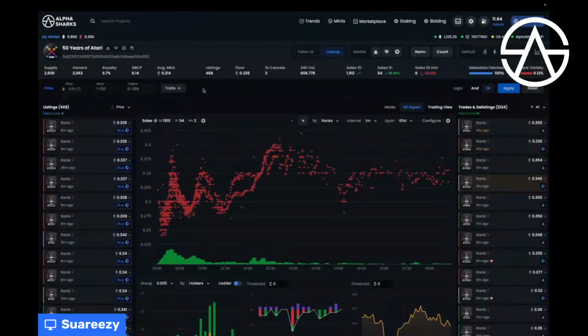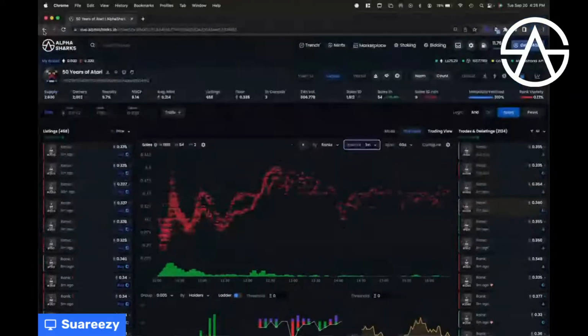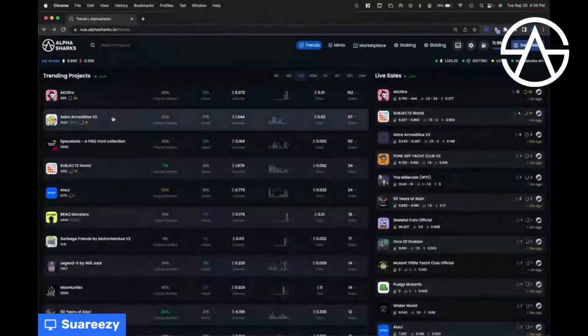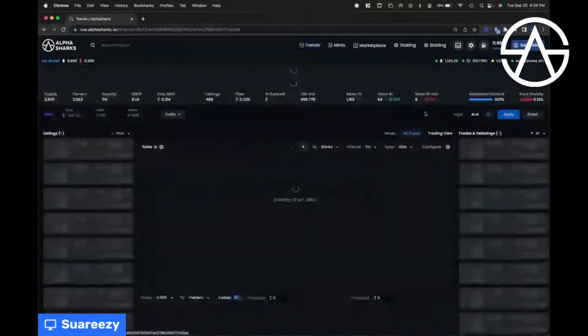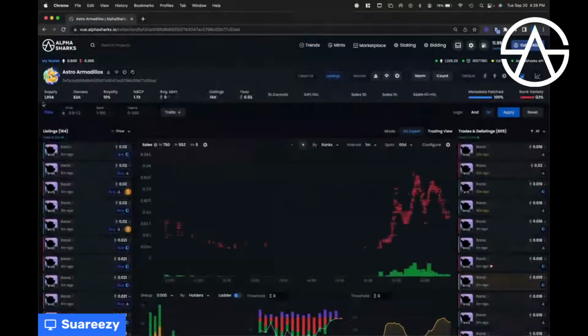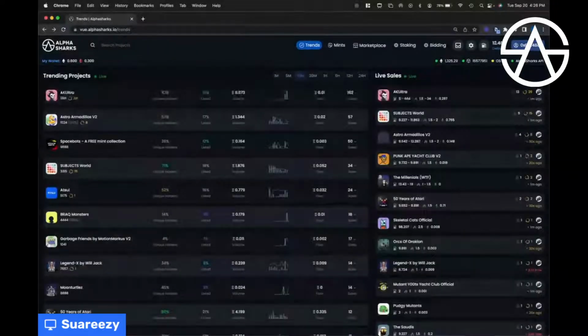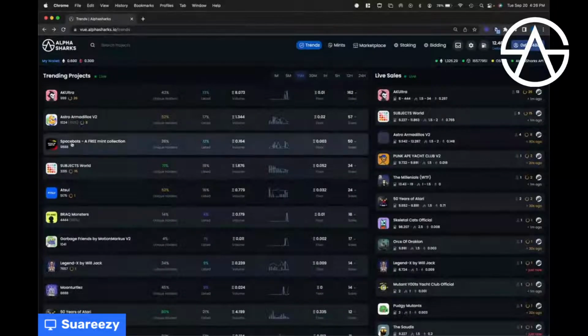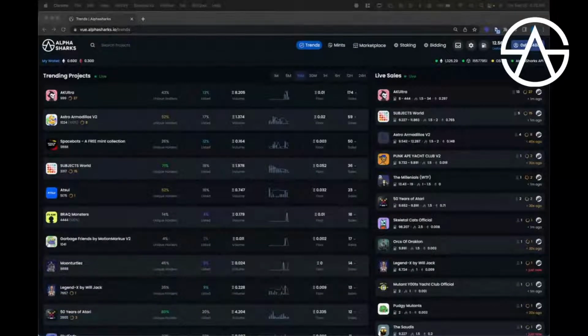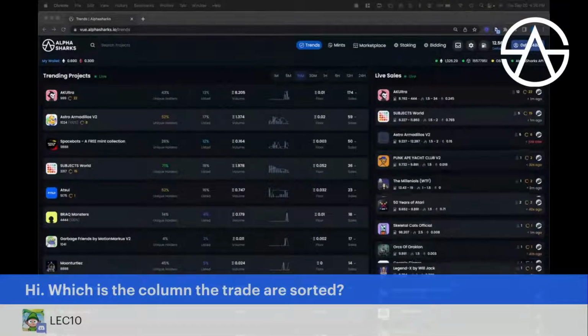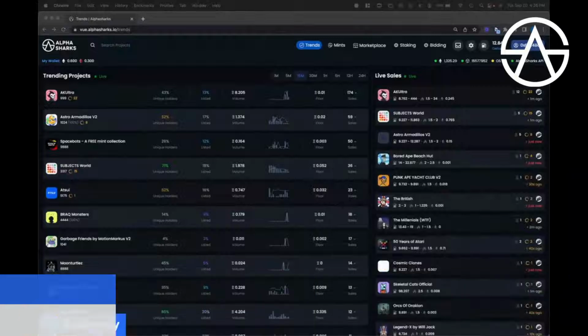Are these unrevealed? Yeah, they are unrevealed. Darn it. Let's go to something that's actually revealed. Are these revealed? Nope. Which is the column the trends are sorted on? Which is the column the trades are sorted on?